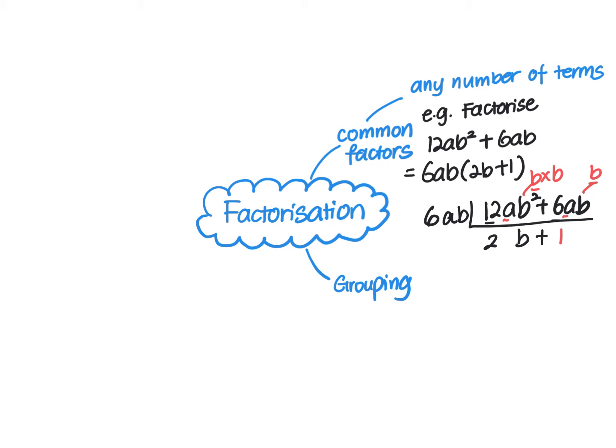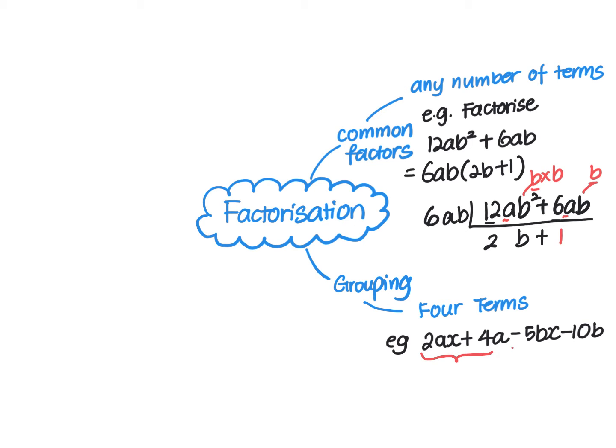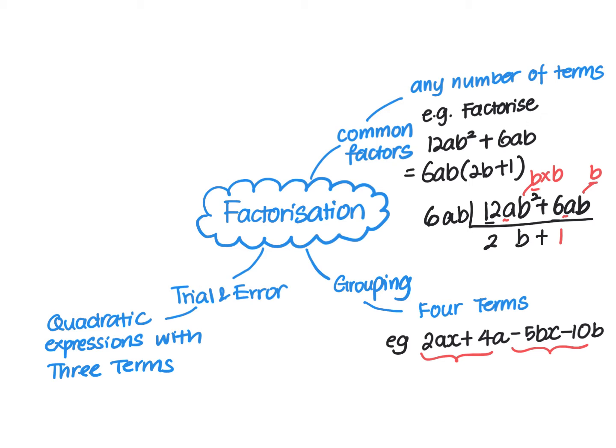The next skill that we can use will be factorization by grouping. This type of questions usually involves expressions with 4 terms. For example, questions of this type, where you can group terms with common factors together. We will explain more of this type of questions later on in the video. The next skill is to use factorization by trial and error. This usually involves quadratic expressions with 3 terms. For example, expression of this type where there is an x squared, x term, and a number.